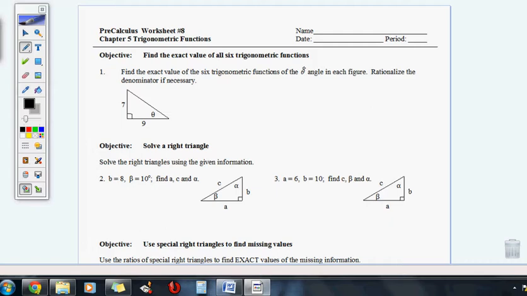Okay? Second thing I want you to think about is that there will not be a calculator, as far as a graphing or an Inspire calculator, allowed on this test. So I'll talk about that as well.